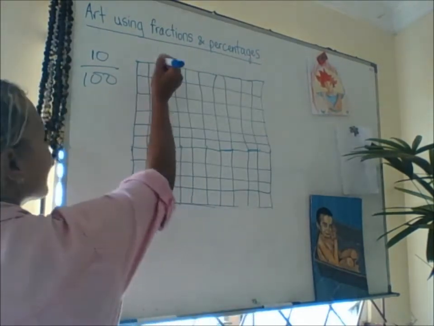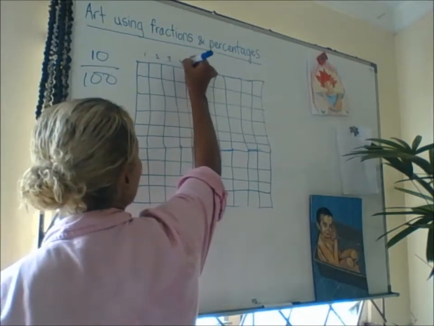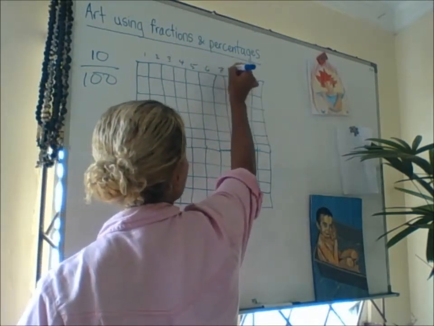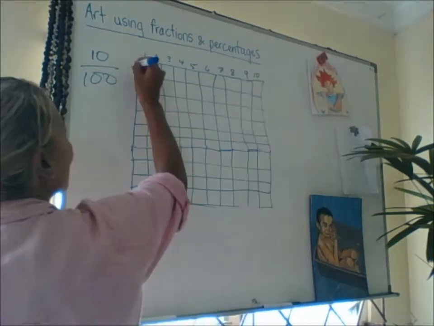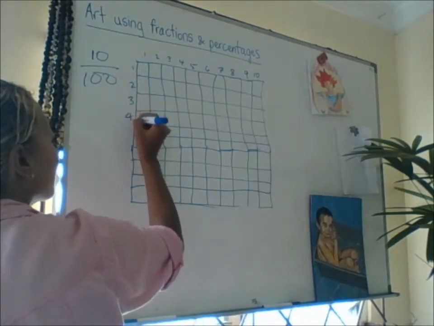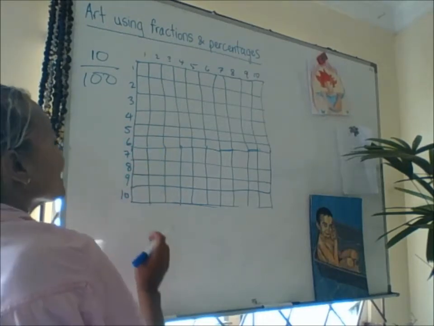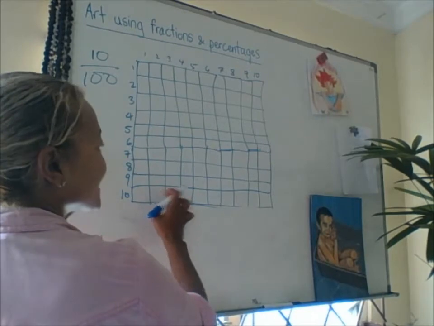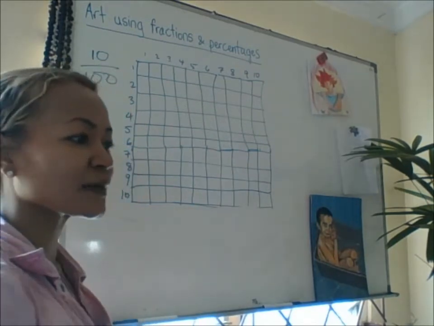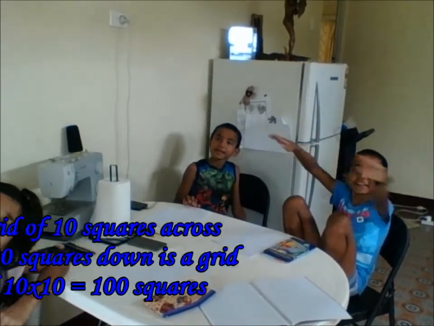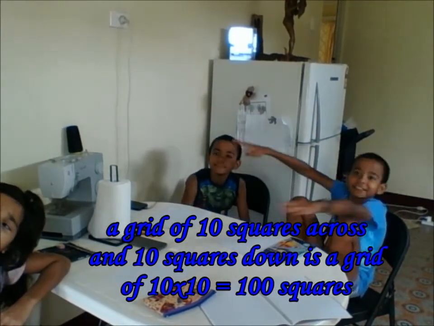but here I've created 1, 2, 3, 4, 5, 6, 7, 8, 9, 10, and 1, 2, 3, 4, 5, 6, 7, 8, 9, 10. Do you know how many squares are in here? 100. Why do you say there are 100 squares? It's because there's 10 on top and 10 on the side. So what is that equivalent to? 100, because it's 10 times 10.